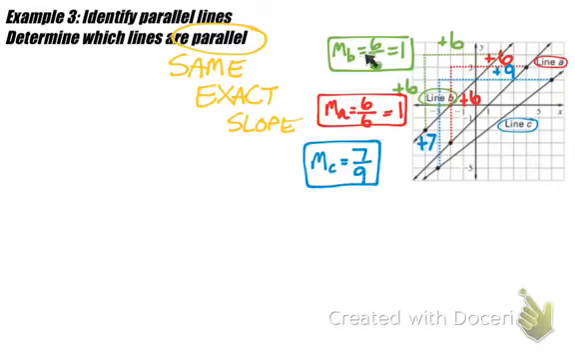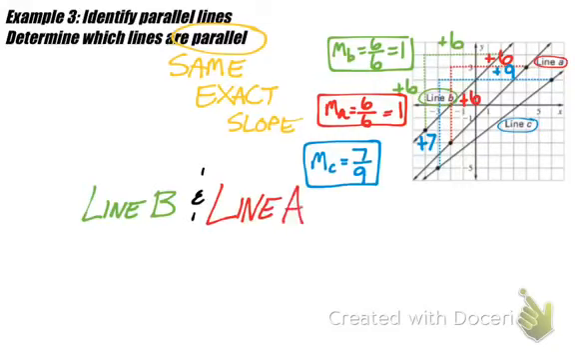If you look at all three slopes, which ones are actually the same? Line B and line A. The slopes of line B and line A are the same, so we say that line B is parallel to line A.